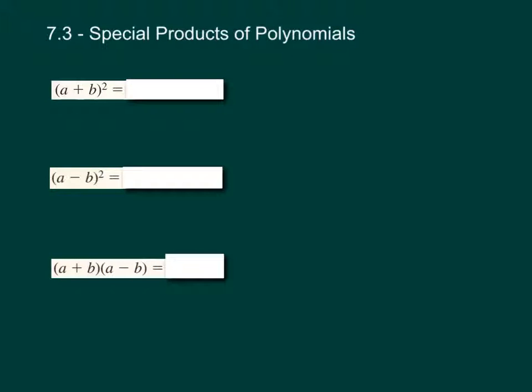Section 7.3, Special Products of Polynomials. A product is just the result of a multiplication problem.